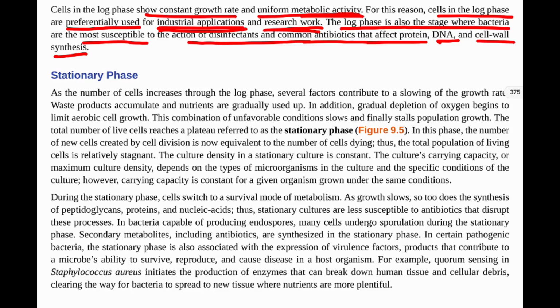So if they're trying to make proteins and we have an antibiotic that disrupts their protein making, their protein synthesis, then that's going to go through in that process. Rather than if they're not going through protein synthesis, then that antibiotic may not work.